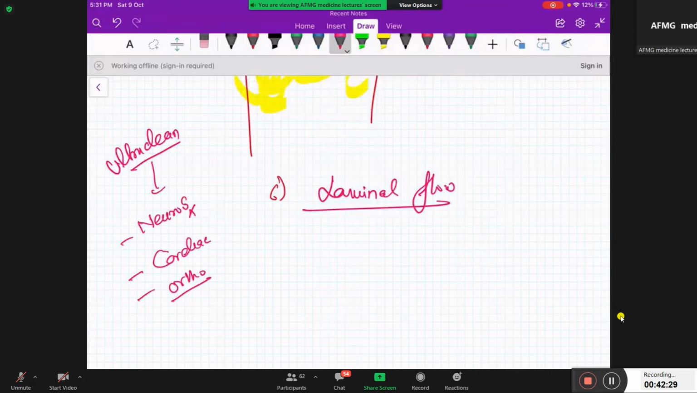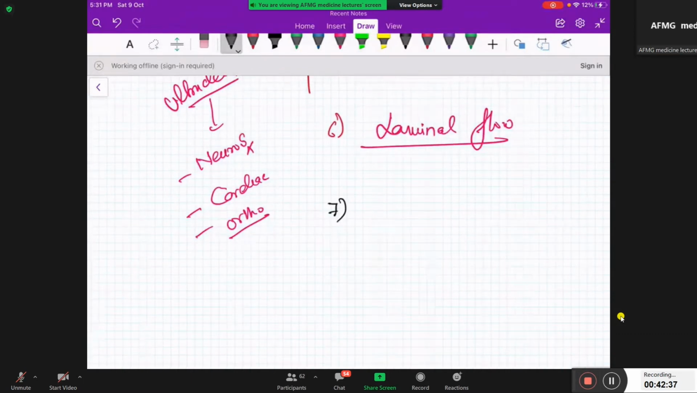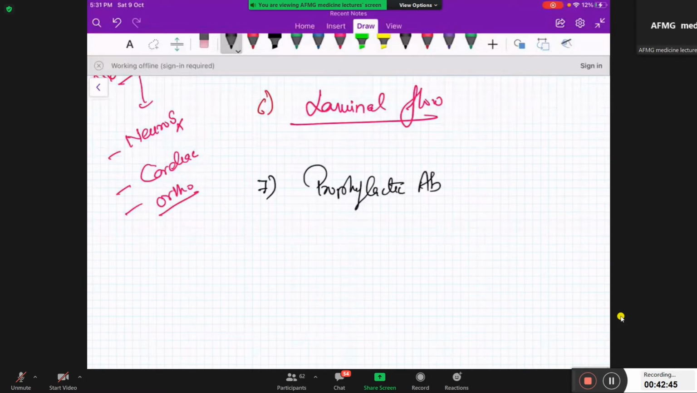Okay. Then comes a very important discussion. That is about a prophylactic antibiotic. When to give a prophylactic antibiotic and which surgery requires a prophylactic antibiotic is important.